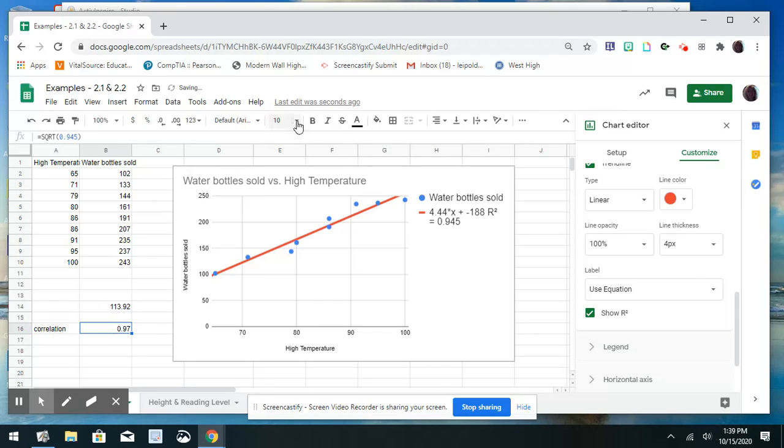It's a pretty high correlation. I'm going to change the size of that so you guys can see it a little bit better. But that's a pretty strong correlation to be 0.97. And it makes sense.